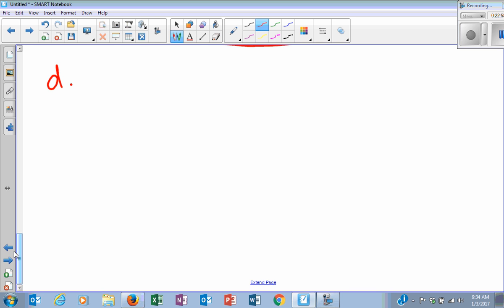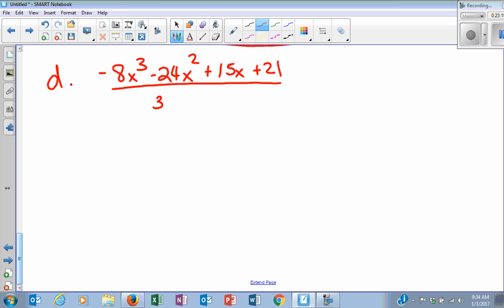So the final answer for D is negative 8x cubed minus 24x squared plus 15x plus 21 over 2x plus 3 squared with a restriction of x cannot equal negative 3/2. Try that on your own. That's the answer. So try that on your own. We'll go over that in class tomorrow before we get things started. I got another one we're going to try, and then you should be ready to roll.